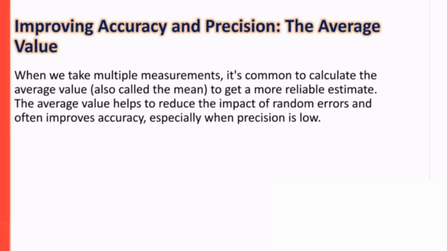When we take multiple measurements, it's common to calculate the average value, which is also called the mean. This is to get a more reliable estimate. The average value helps to reduce the impact of random errors and often improves accuracy, especially when precision is low.